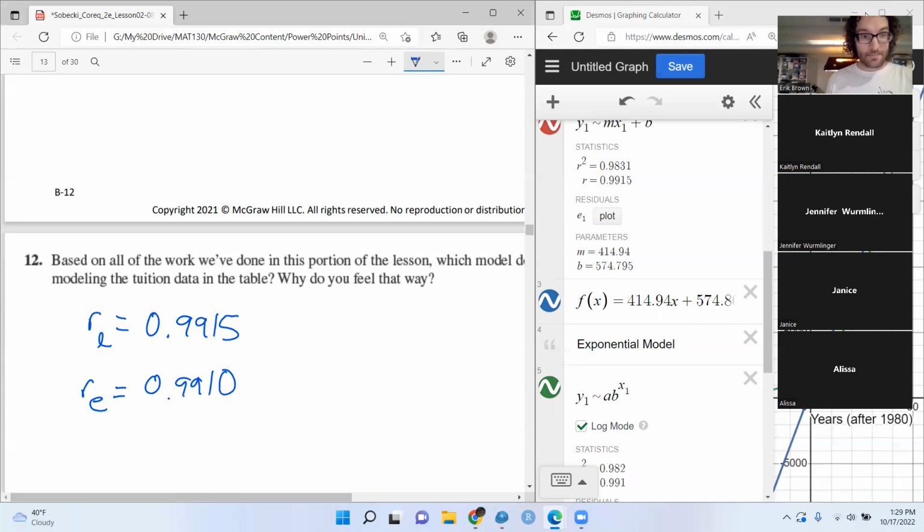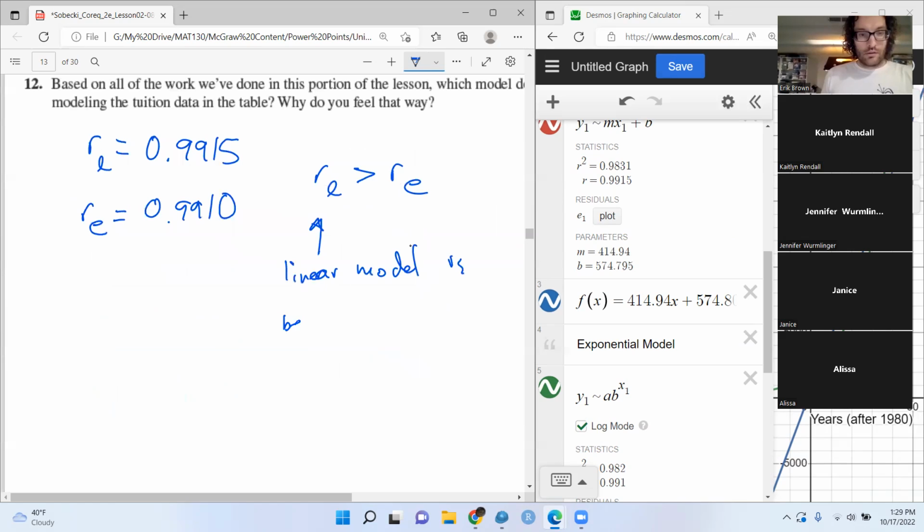As what you said in the chat, the correlation coefficient for the linear model is larger than the coefficient for the exponential model. Therefore, the linear model is best. Oh boy, what am I saying here? No worries, Janice. I knew exactly what you were saying. Oops.